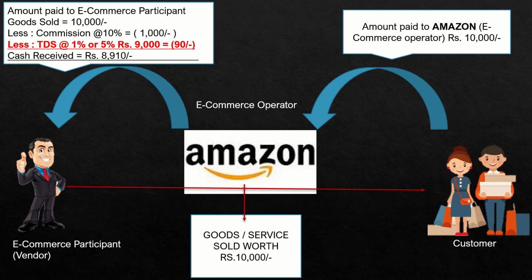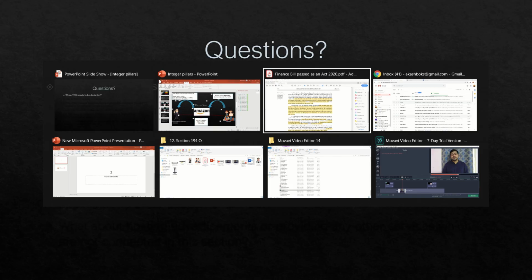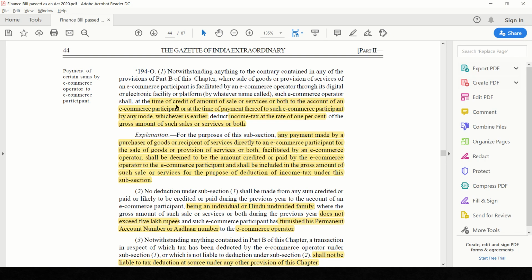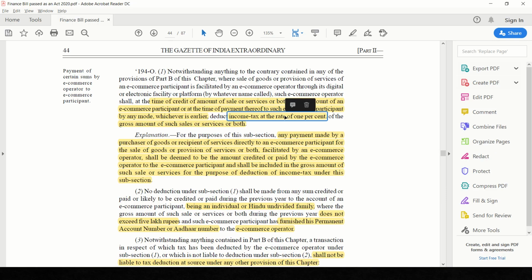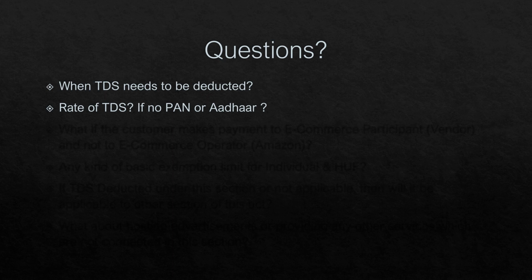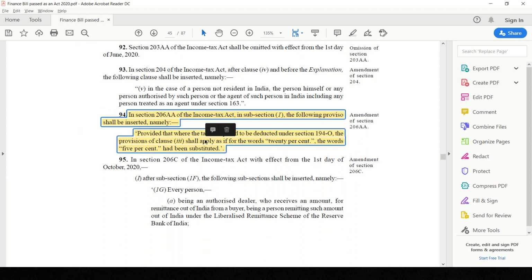Right now, let us answer a few questions directly from the act. The first question is, when does TDS need to be deducted? The act clearly states that it is at the time of credit of the amount of sale or services or both to the account of an e-commerce participant, or at the time of payment to the e-commerce participant by any mode, whichever is earlier. Next question, what is the rate of TDS? The rate of TDS is 1%. And what if there is no PAN or Aadhaar? Then it is given in section 206AA that in case of no PAN or Aadhaar, it will be taxed at 5%.